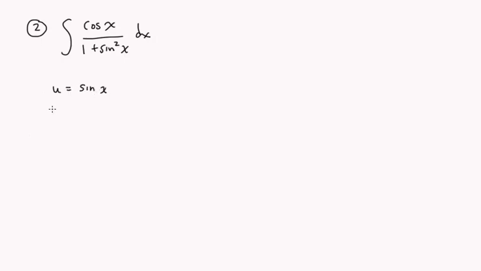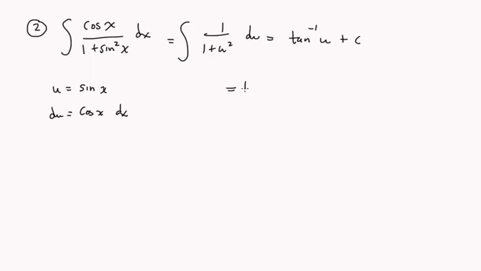If you simply let u equal the sine of x, then du is the cosine of x dx. And after our substitution, we simply have 1 over 1 plus u squared du, which is the inverse tangent of u plus c, which then is the inverse tangent of the sine of x plus c.